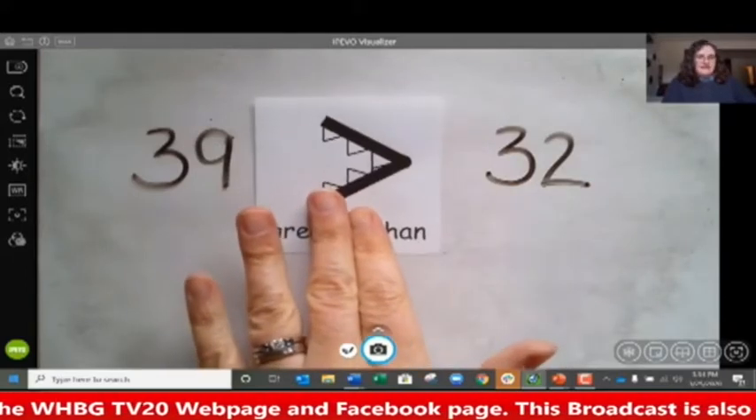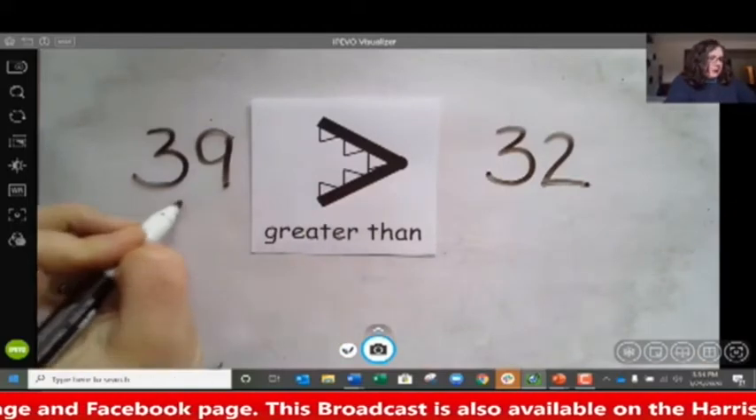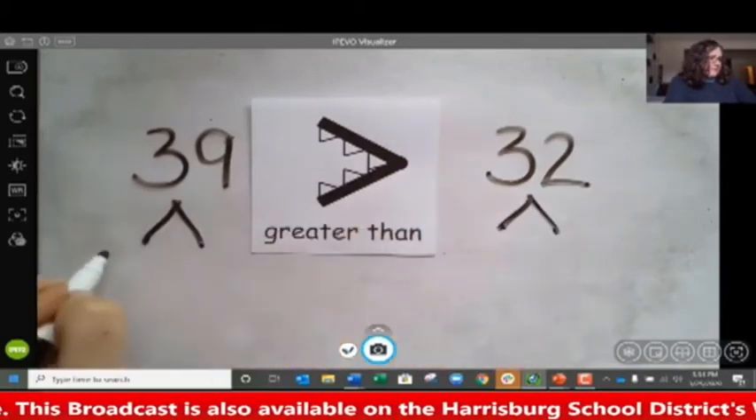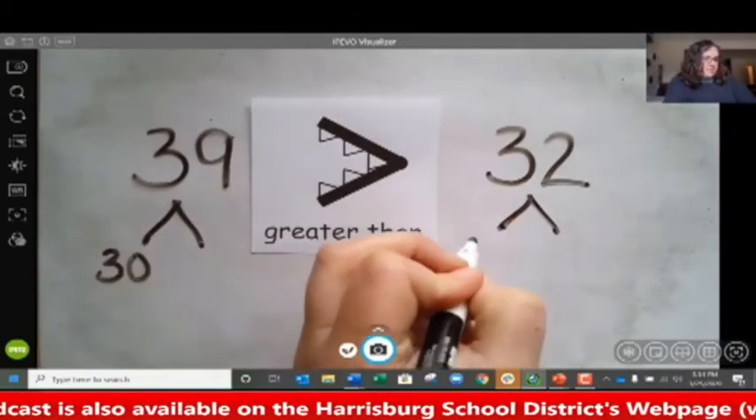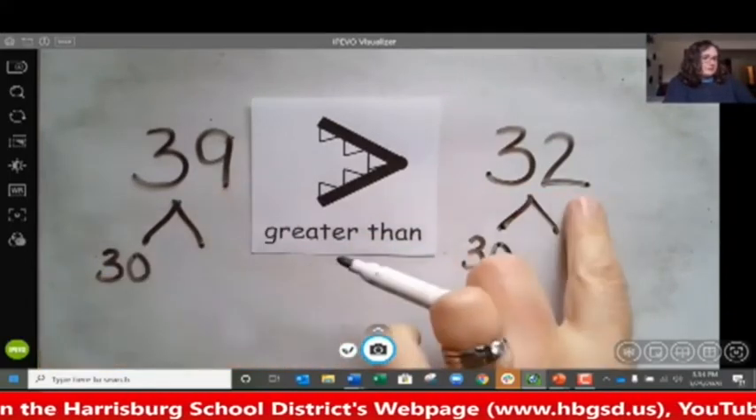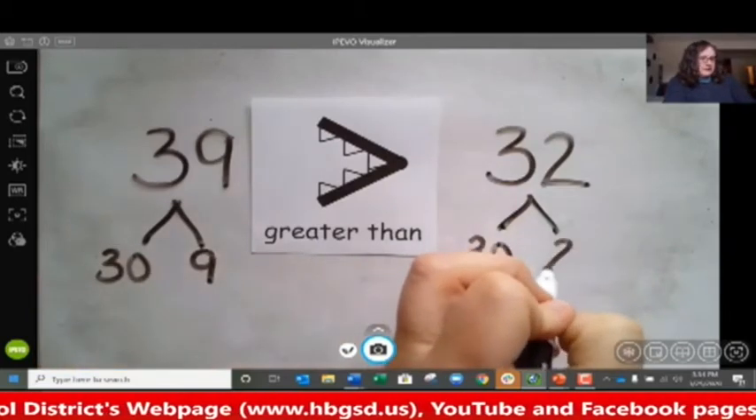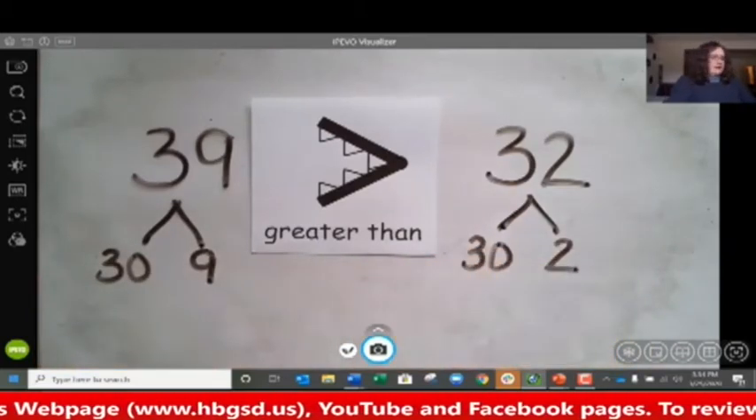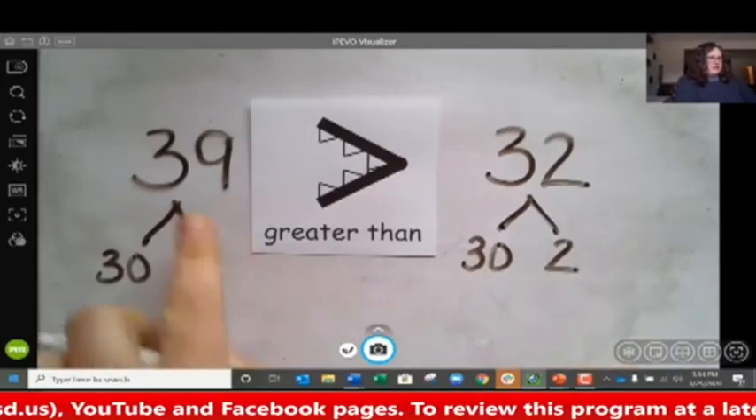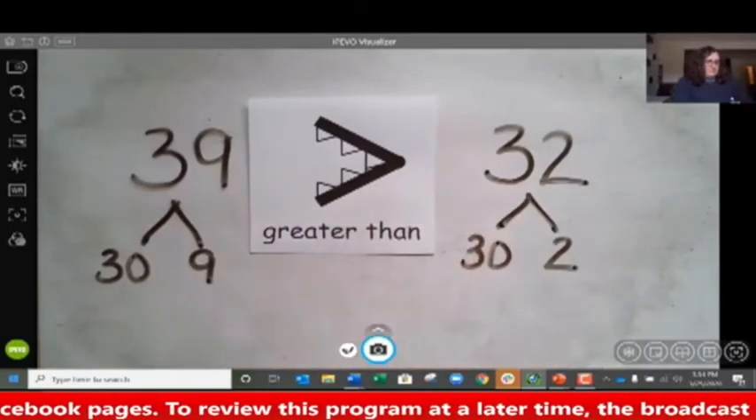Did you say greater than? 39 is greater than 32. When I think about the parts for these numbers, both of them have 30 or 3 tens. So when I look at the ones place, I see that 39 has 9 ones and 32 has 2 ones. 9 ones is more than 2 ones. So 39 is greater than 32.